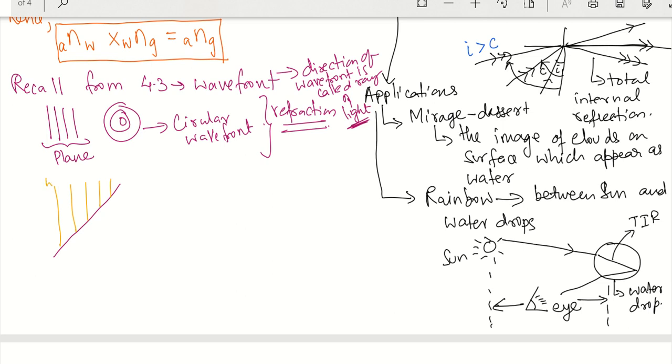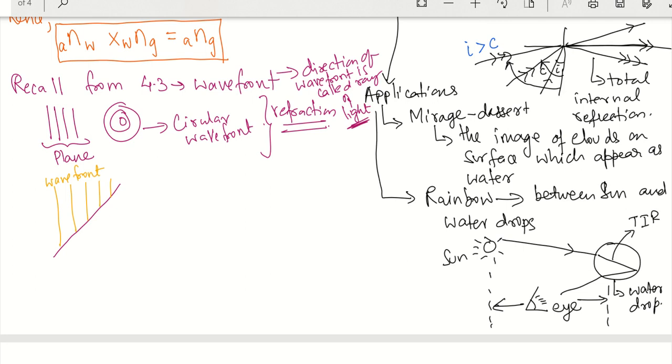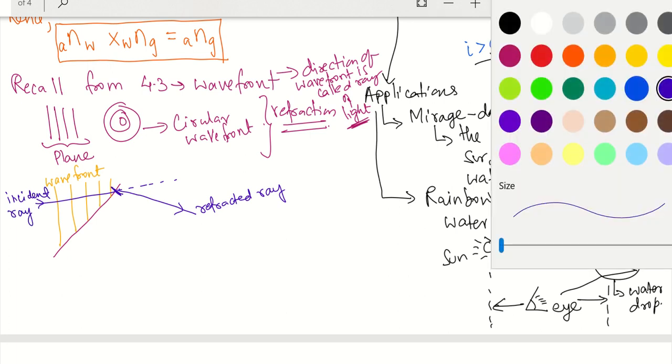So if these are wavefronts, then obviously what is the direction of the ray here? The direction of the ray would be something like this. See? Like this. And then if this is a normal, then your ray, instead of going this way, will bend. We all know that, right? So this is the refracted ray, this is the incident ray.